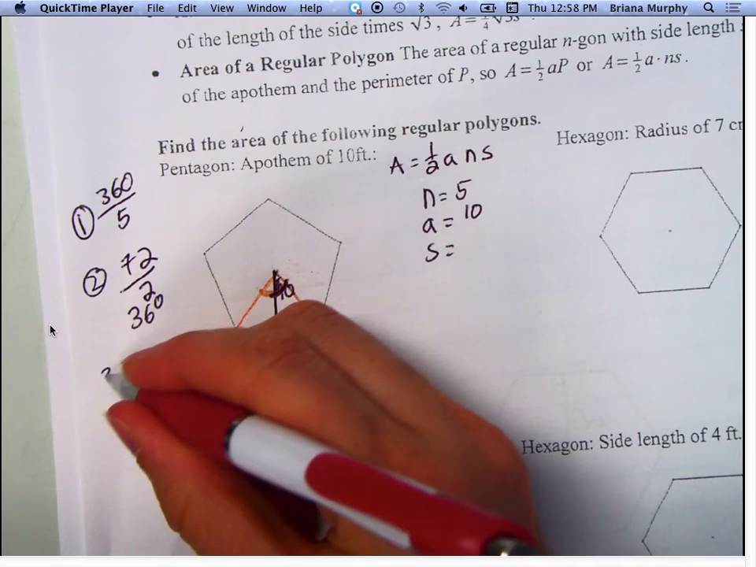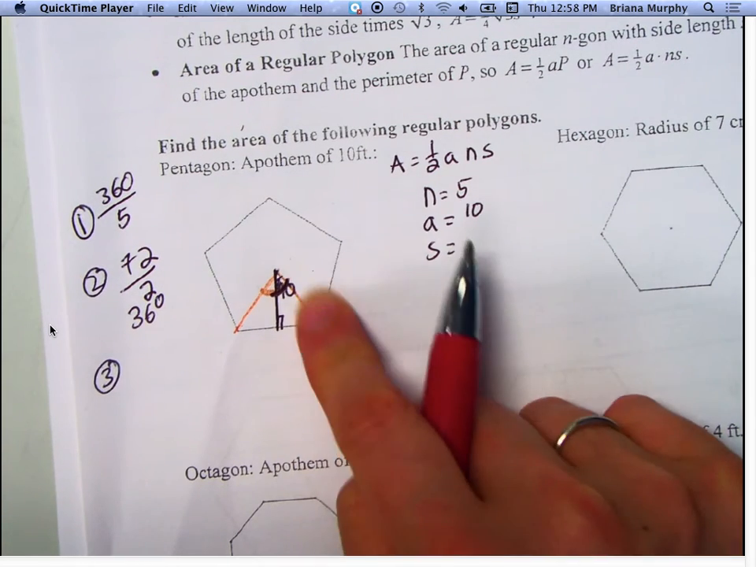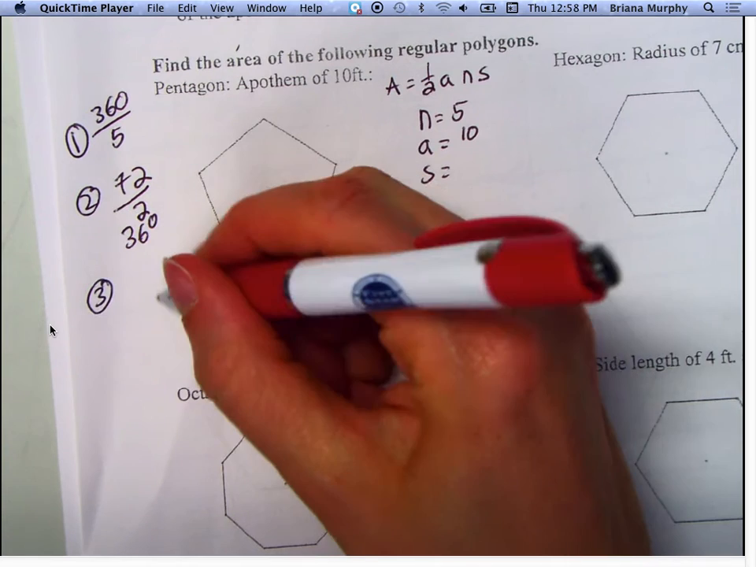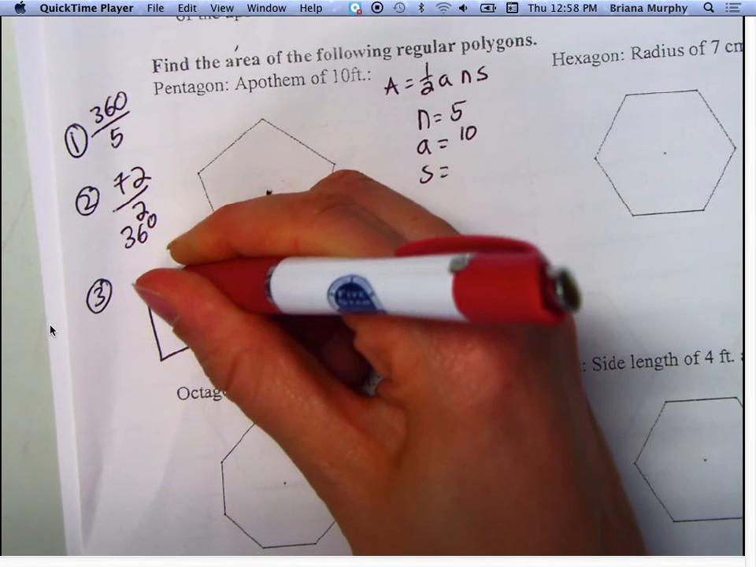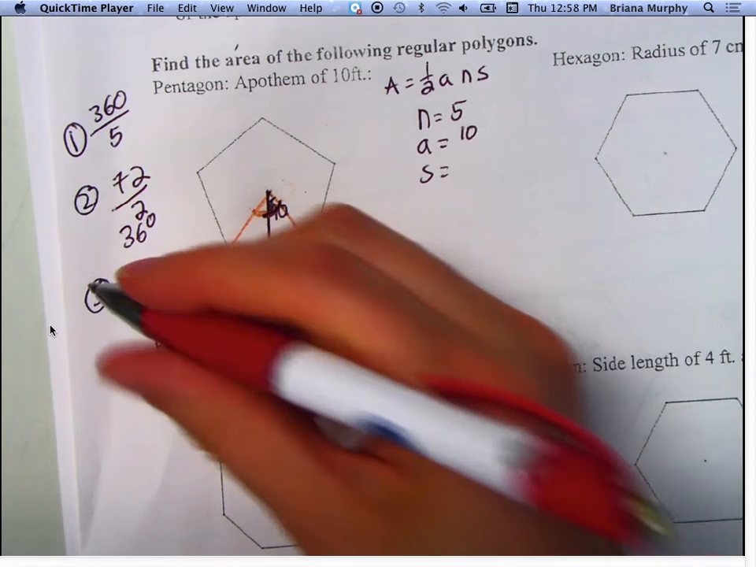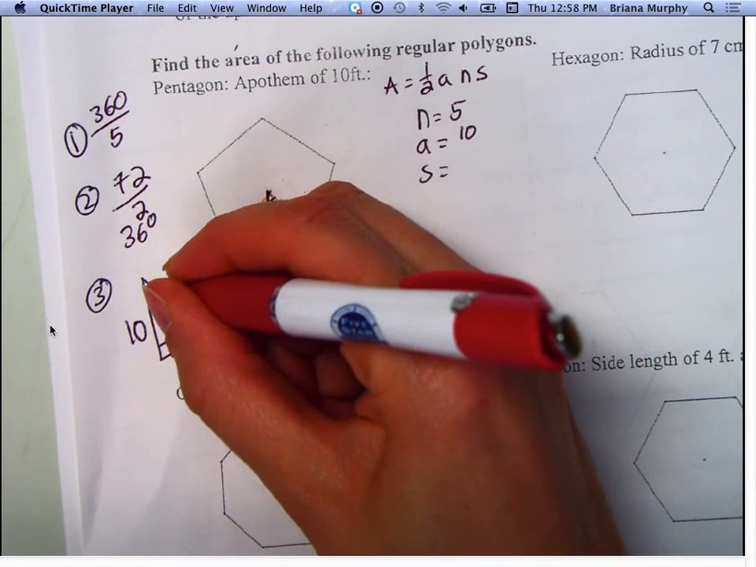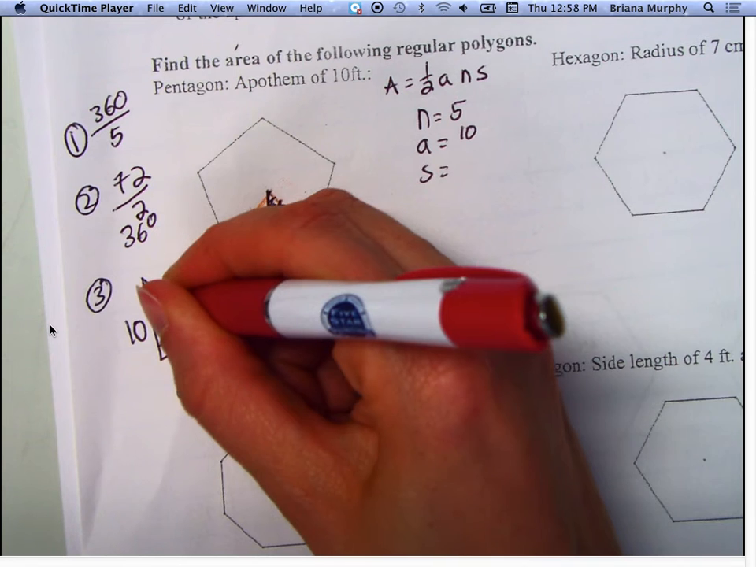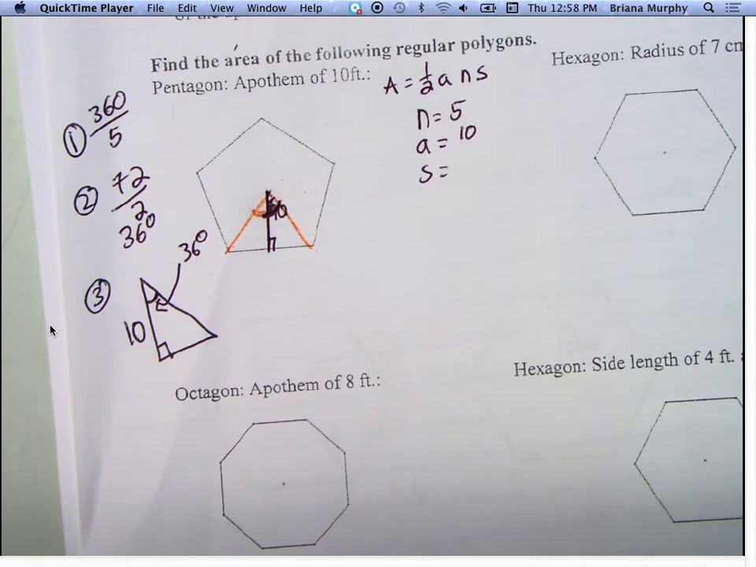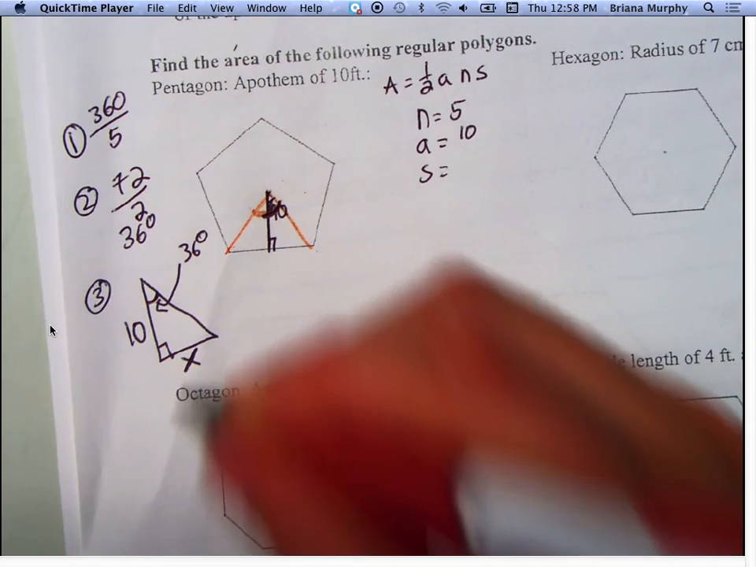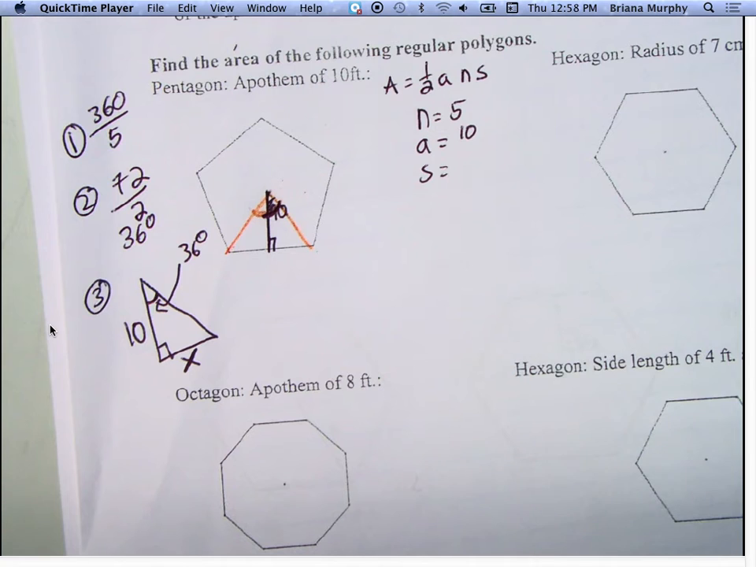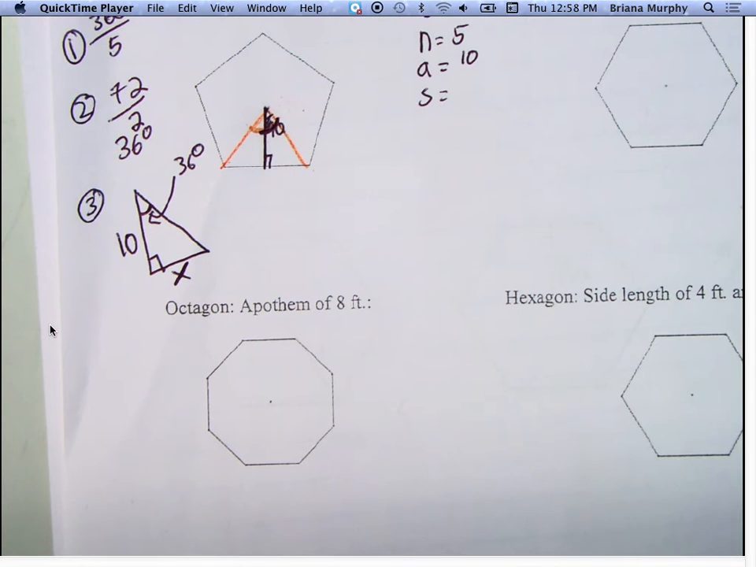Okay, now I want to take this triangle and make it bigger so we can see it. So we're looking right here at this right triangle, where the apothem is 10. This angle right here is 36 degrees. And we want to find this bottom part. All right, does this look familiar to anybody? I've got a right triangle, and I want to find an unknown side, but it only has one side. You're going to have to use a trig function, sine, cosine, or tangent. That's like the easiest thing in geometry.